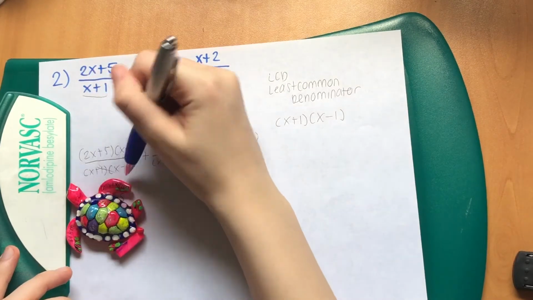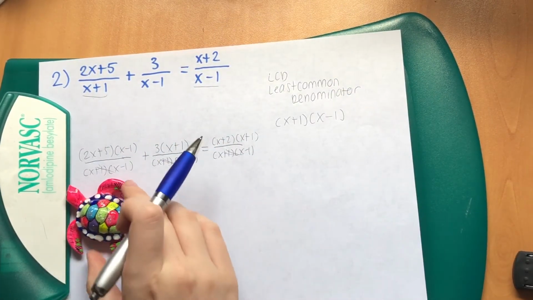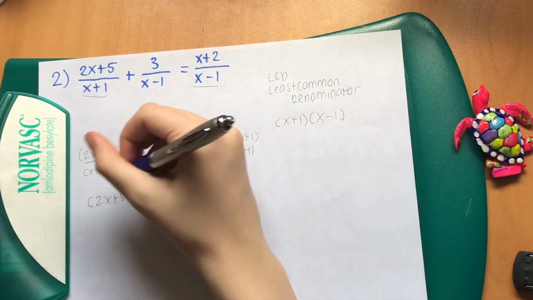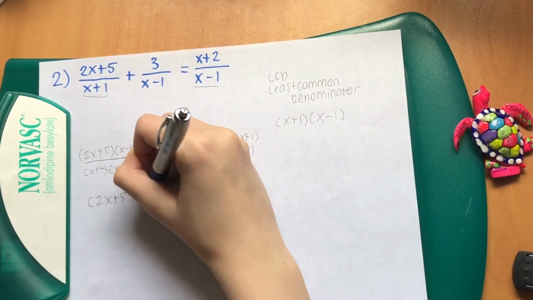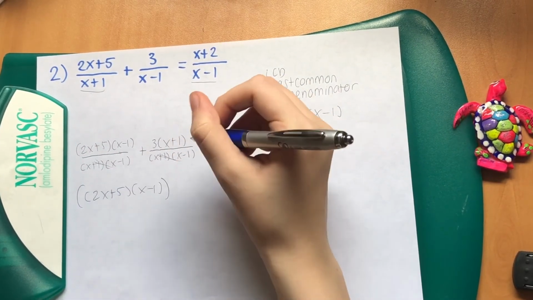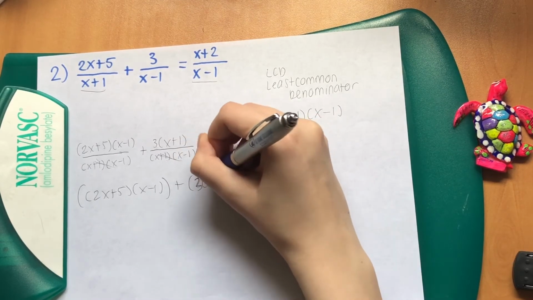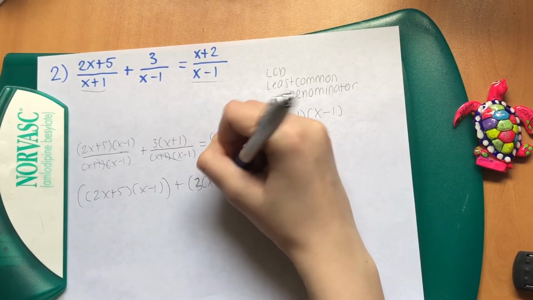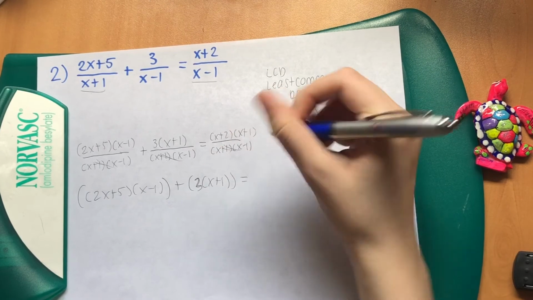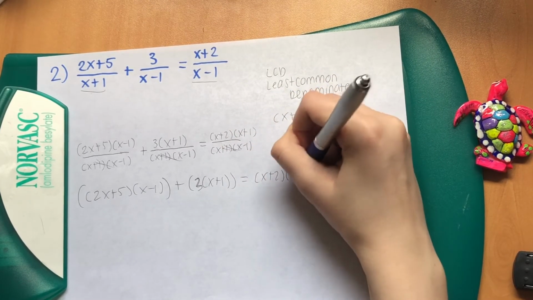So let's cancel out the denominators now because we don't need them anymore, and we are now solving the equality of the numerators. So now we have (2x + 5) times (x - 1). Let's put that in its own parenthesis just to keep it separate. Plus 3 times (x + 1) equals (x + 2) times (x + 1).